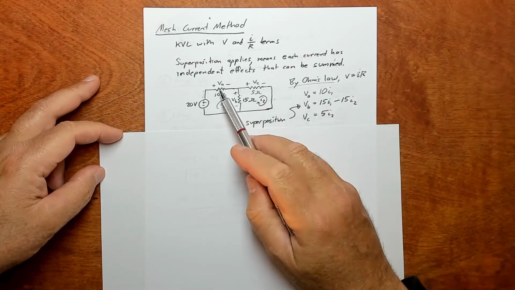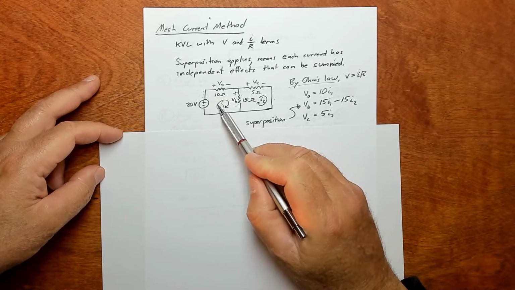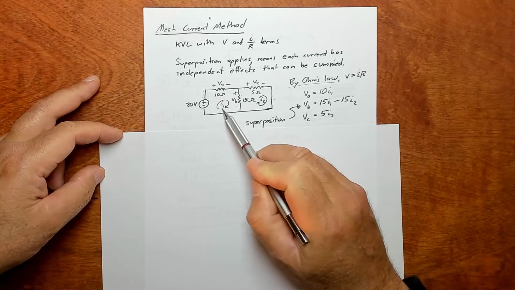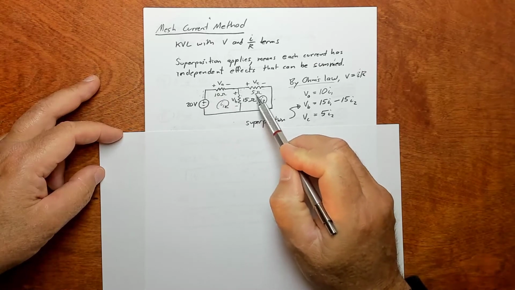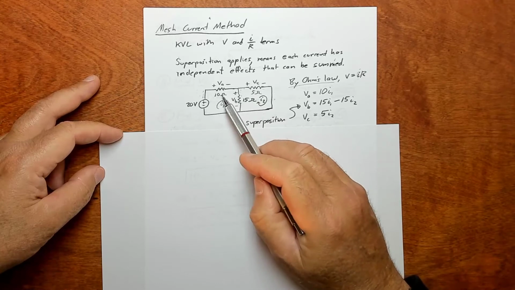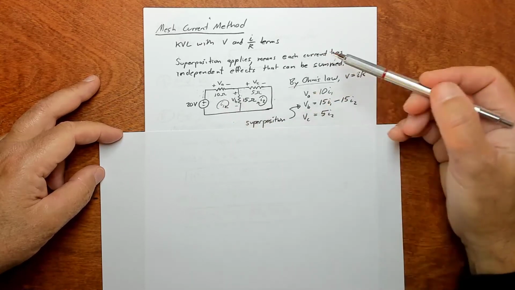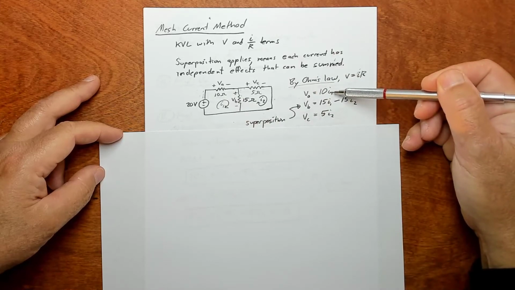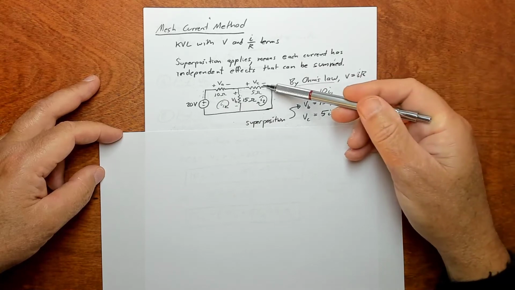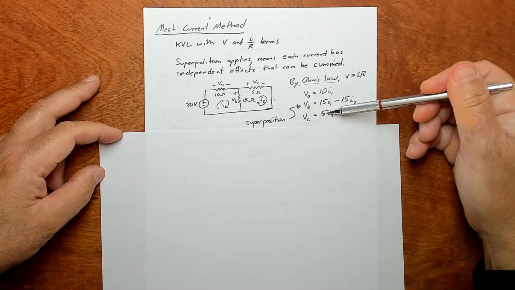So VA is I1. So we have these loop currents here. I1 is going around this loop, and I2 is going around this loop. So we can use that for Ohm's law. The current through this one right here is I1. So we have 10 I1 for the voltage by Ohm's law. Likewise for VC, we have 5 I2 by Ohm's law.